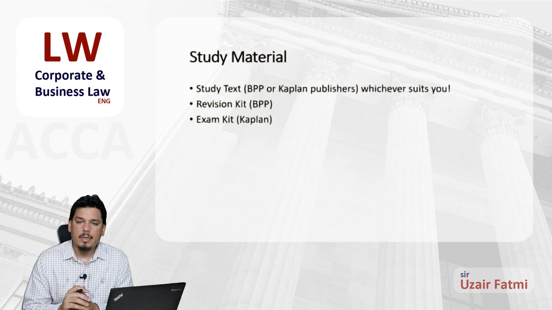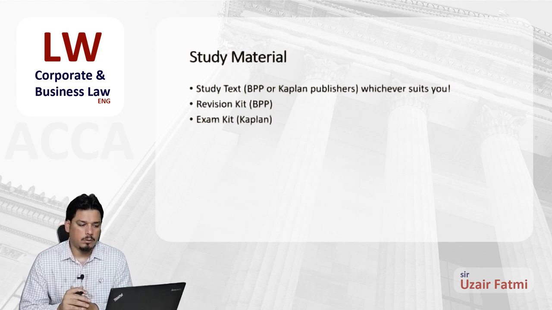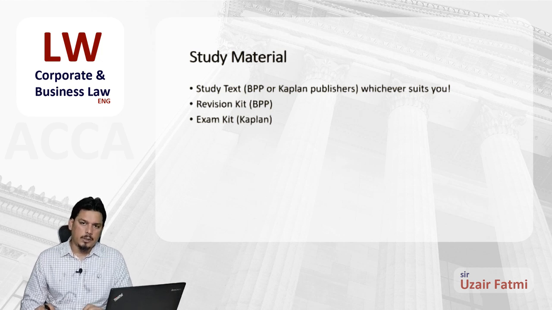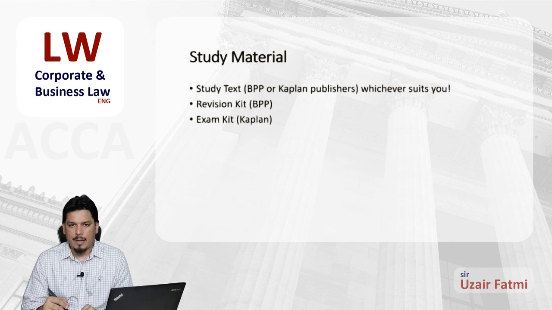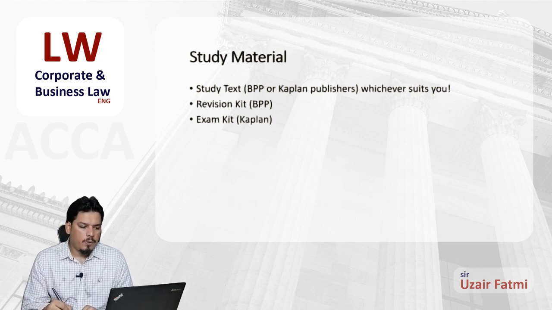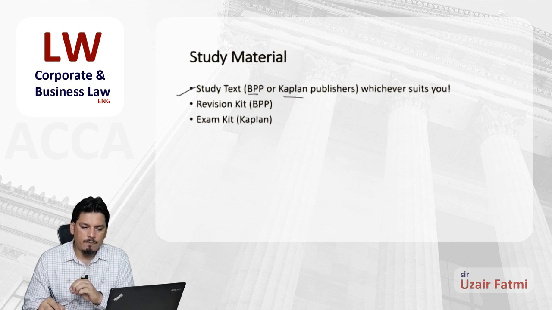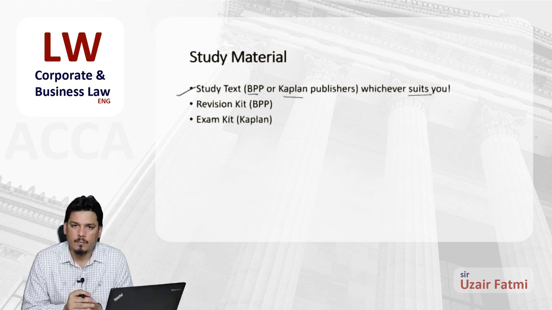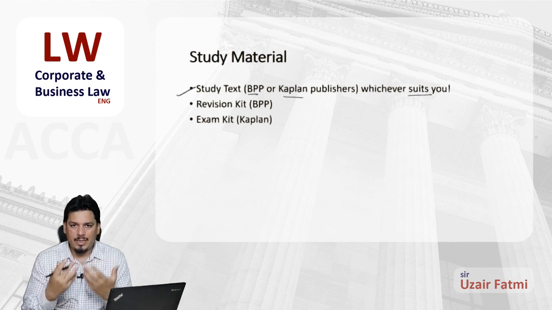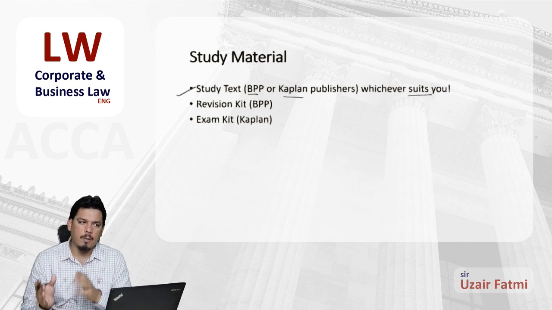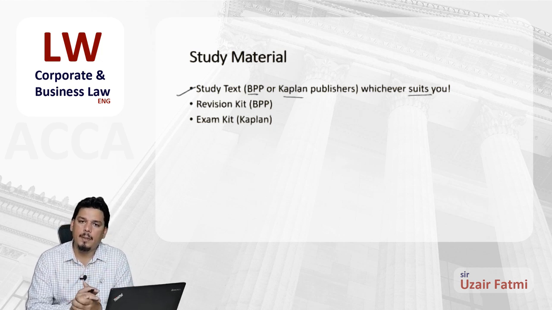Now let's look at the study material that you can use. As you know, there are 2 popular publishers when it comes to ACCA. Number one is BPP and the other one is Kaplan. So if you are going for a study text, I will suggest you get any one which suits you better, which is easier for you to read. If you are comfortable with Kaplan, go with Kaplan. If you are comfortable with BPP, then choose BPP.